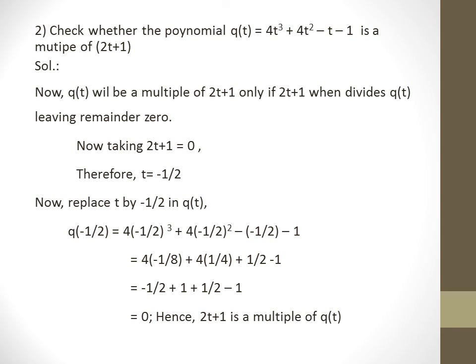So if it is 0, then we can write that 2t plus 1, that is the given divisor, is a multiple of q of t. So by using this remainder theorem, with the easiest method, instead of going through the long division method, we could easily find out the remainder and easily solve this example.